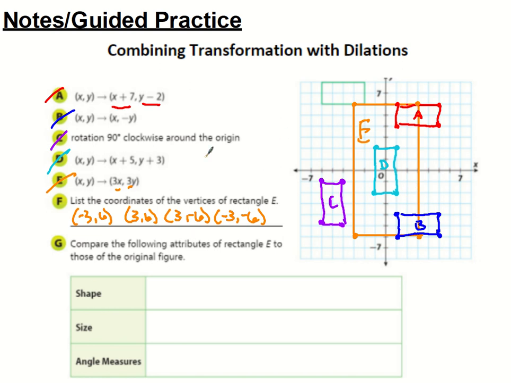So if I compare the shape of rectangle E to the original figure, it's still a rectangle. If I compare the size, it's larger by 3. Okay, so E is larger. The angle measures are all still 90-degree angles. What are our angle measurements? They're all still 90-degree angles because that's a rectangle. So it's just a little bit larger. All the angles are the same, it's still a rectangle, so therefore this and this are similar figures.